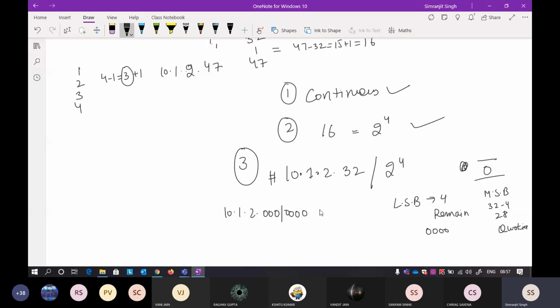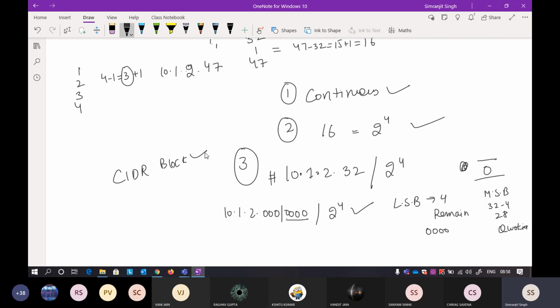Now when you divide it by 2 raised to power 4, the least significant 4 bits are the remainder here. What are the least significant 4 bits here? They are all zeros. So if the remainder is 0, it means it is completely divisible by the block. So the third condition is also correct, that the first IP address of the block should be divisible by 4. That is how you can directly say that this is a correct CIDR block, because it is following the 3 rules.